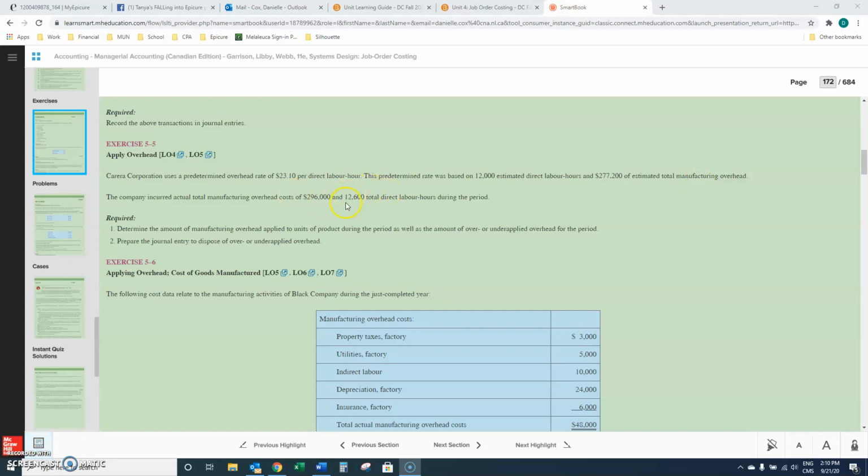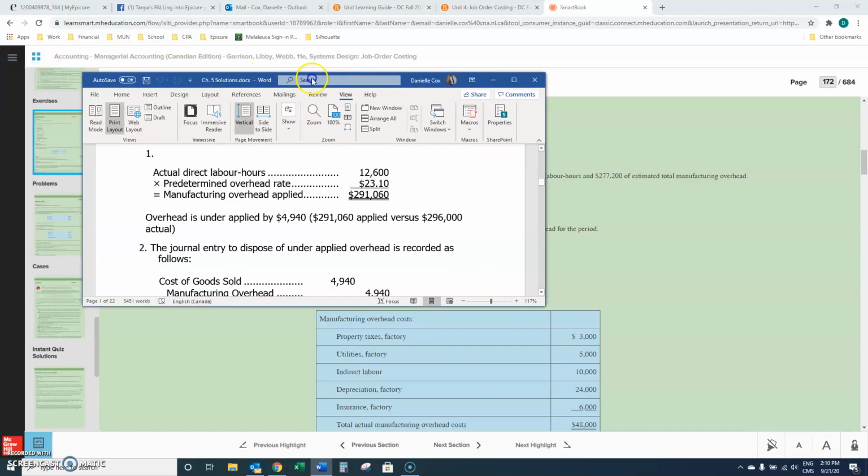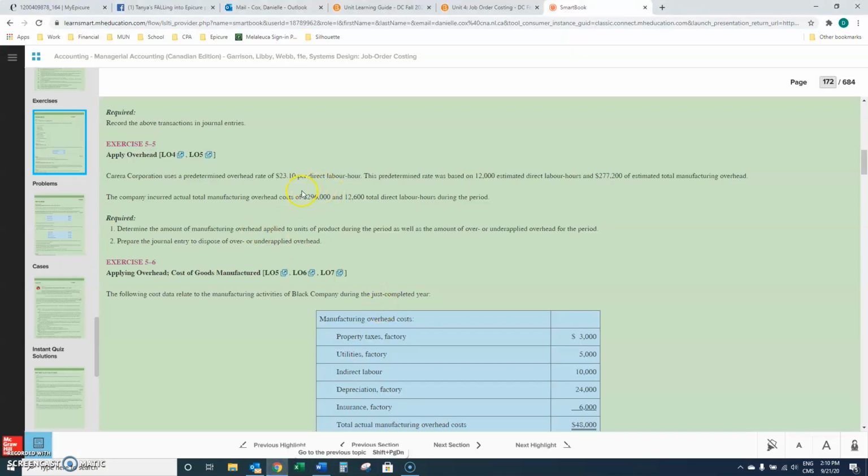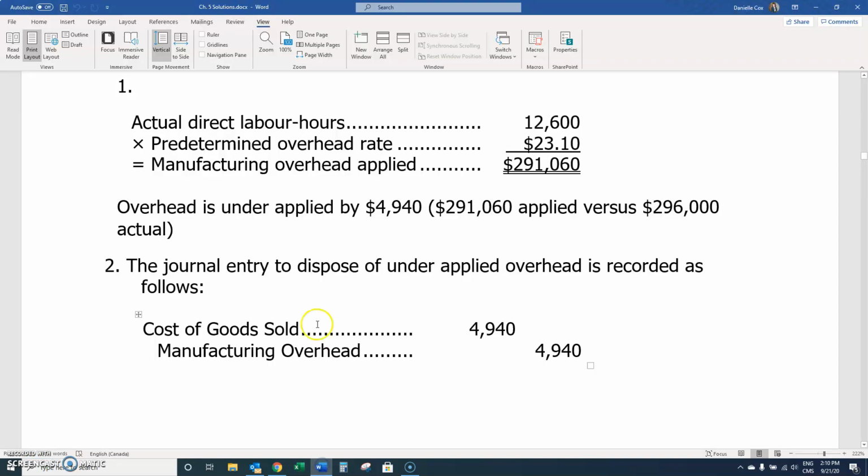Then during the year, as these 12,600 hours were applied, we would have, my solution's on the other screen, one second, here we go. So the 12,600 hours were used. As it was used, we would have applied the predetermined overhead rate of $23.10. So the total manufacturing overhead applied during that year was $291,060. We're told that $296,000 was actually used.